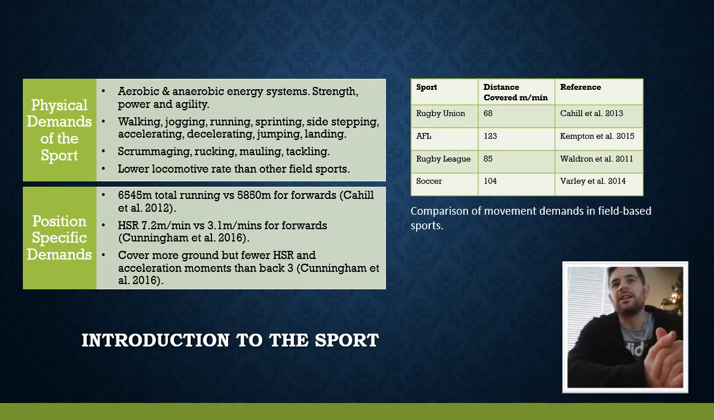Okay, so just on to an introduction of the athlete's sport and his physical demands. Movements such as walking, jogging, running and sprinting make up the main energy system requirements, which are aerobic and anaerobic in nature. Agility is required for movements such as sidestepping, accelerations, decelerations, change of directions, etc. Strength and power is required for tackling, scrummaging and rucking and so on.